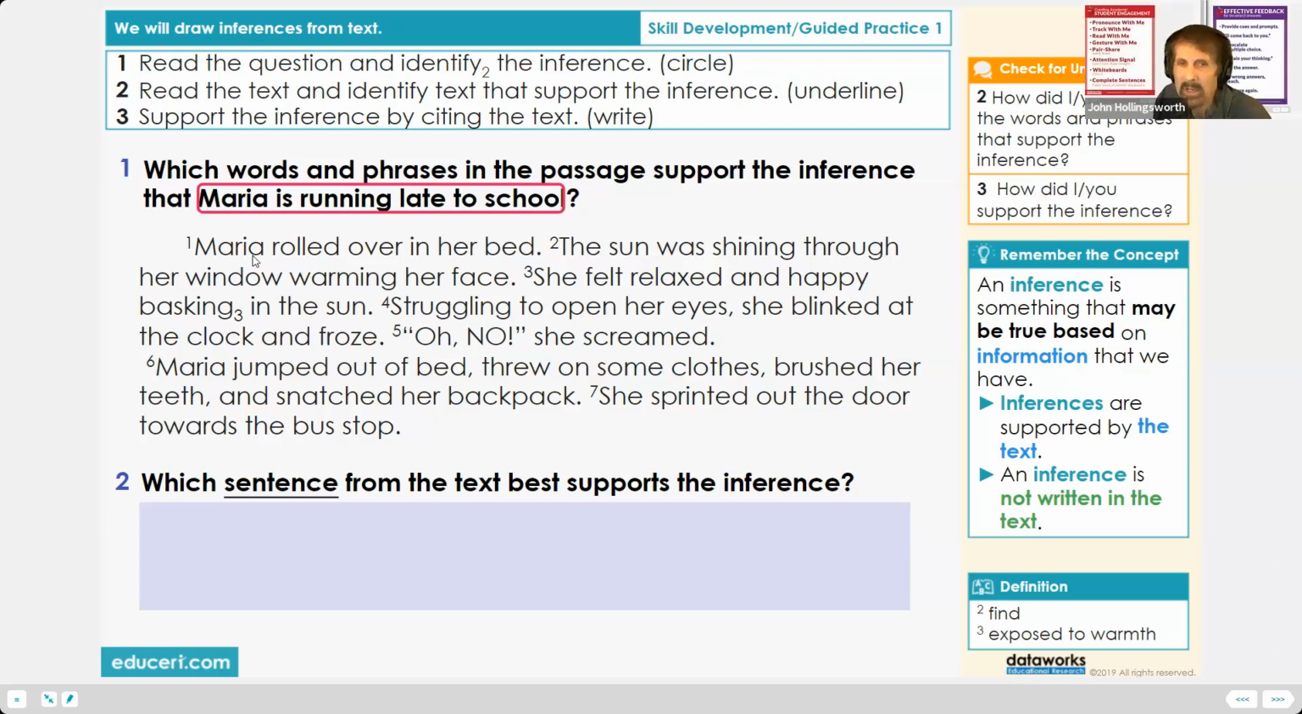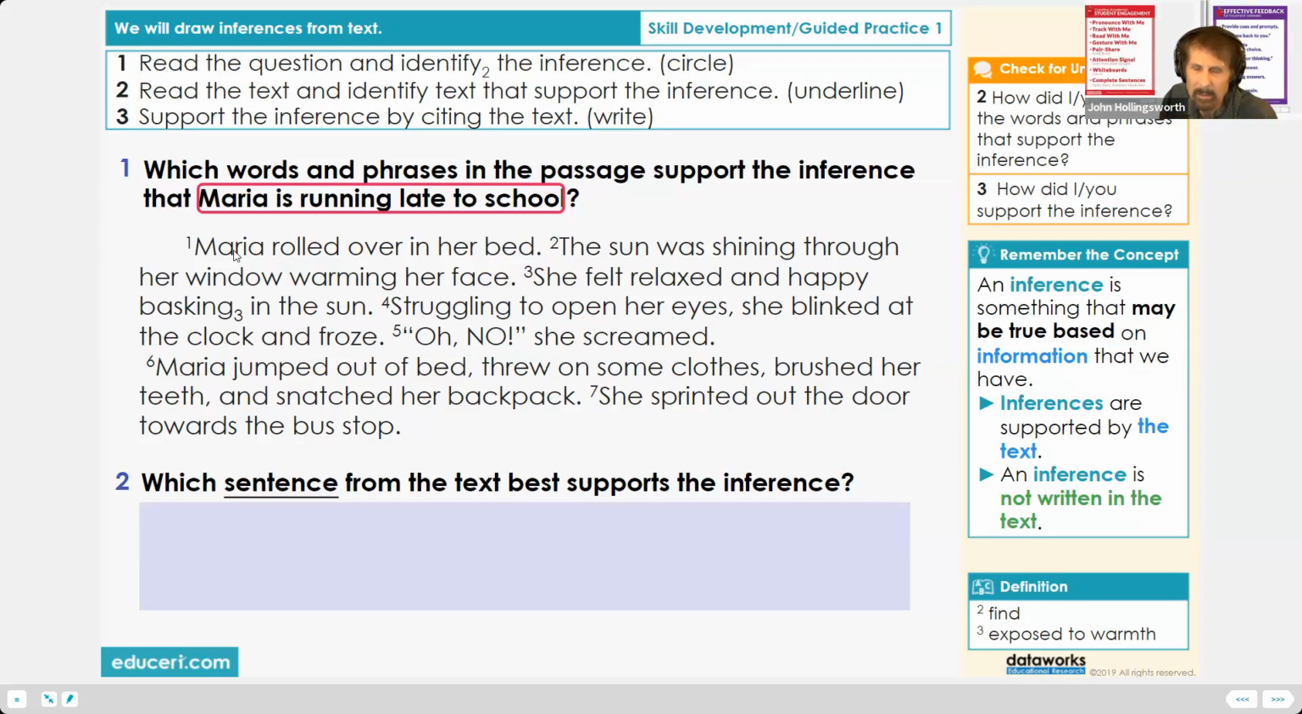Ready, go. Maria rolled over in her bed. Now, I think she's waking up in the morning, but there's no idea that she's late for school. I don't see any clues in here, any supporting text that she's late for school. I'm going to read the second one. Uh-oh, we gave away one of the answers. The sun was shining through her window, warming her face. She's waking up in the morning, but it doesn't show she's late for school. She's just waking up.